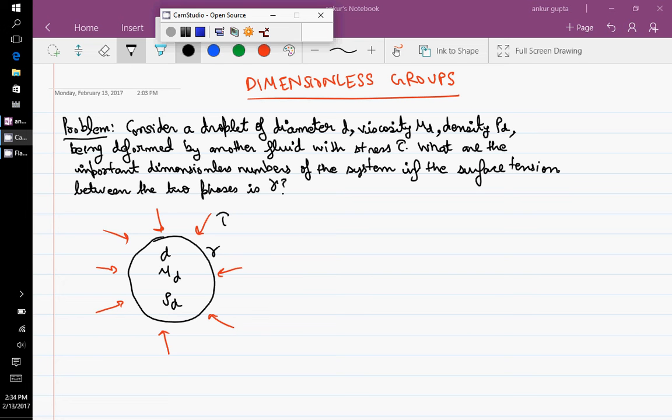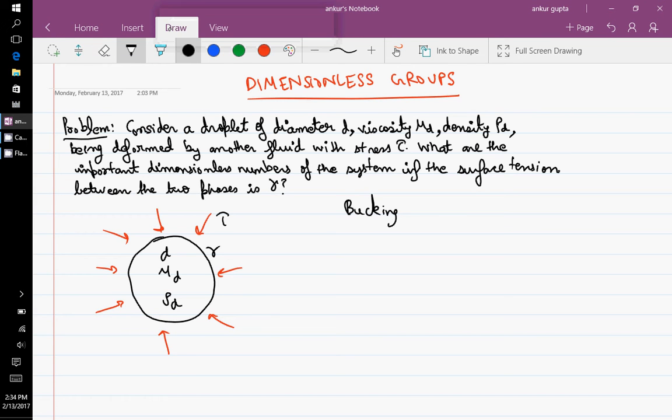Now the question is asking us, what are the important dimensionless numbers of the system with the surface tension between the two phases gamma. For this we will naturally use the Buckingham Pi theorem that we have discussed in class, because we have been asked to find the important dimensionless numbers, and we have used Buckingham Pi theorem in Rayleigh analysis in class, and that is what we will refer to now.